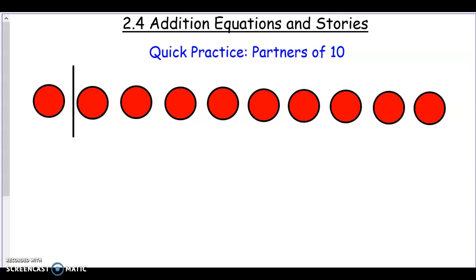First thing we're going to do is split it up by 1. I notice that this is just 1 less than 10, so we have 1 and 1 less than 10. What could that be? 1 and 9. Very good. All right. Let's move it over. Now I see there's 2 over here. And how many over here? Go ahead and count them. 2 plus 8. That's our next partner.